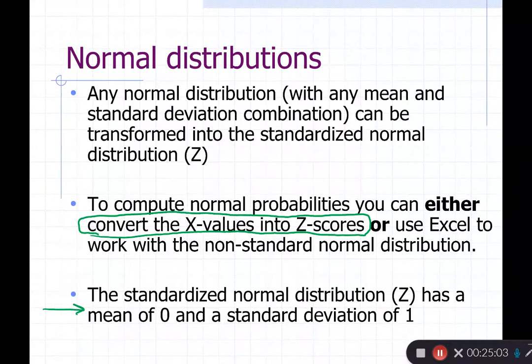Or you could keep the non-standard normal distribution, because Excel has a built-in function for both. There's a standard normal distribution function and there's a non-standard normal distribution function. They're almost the same, and we'll go through how to apply each one of them.